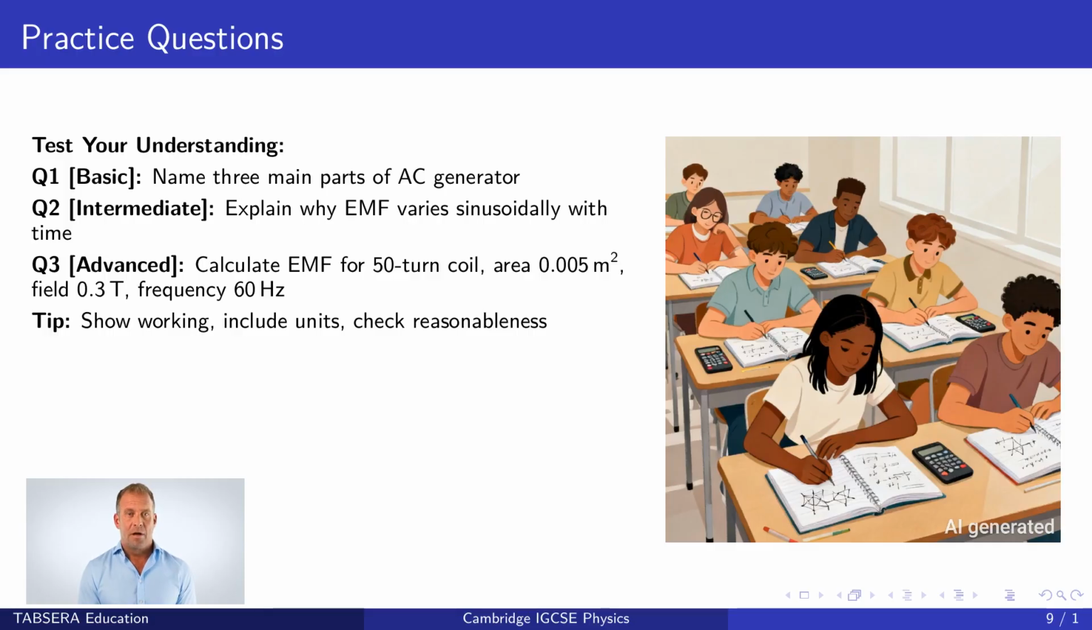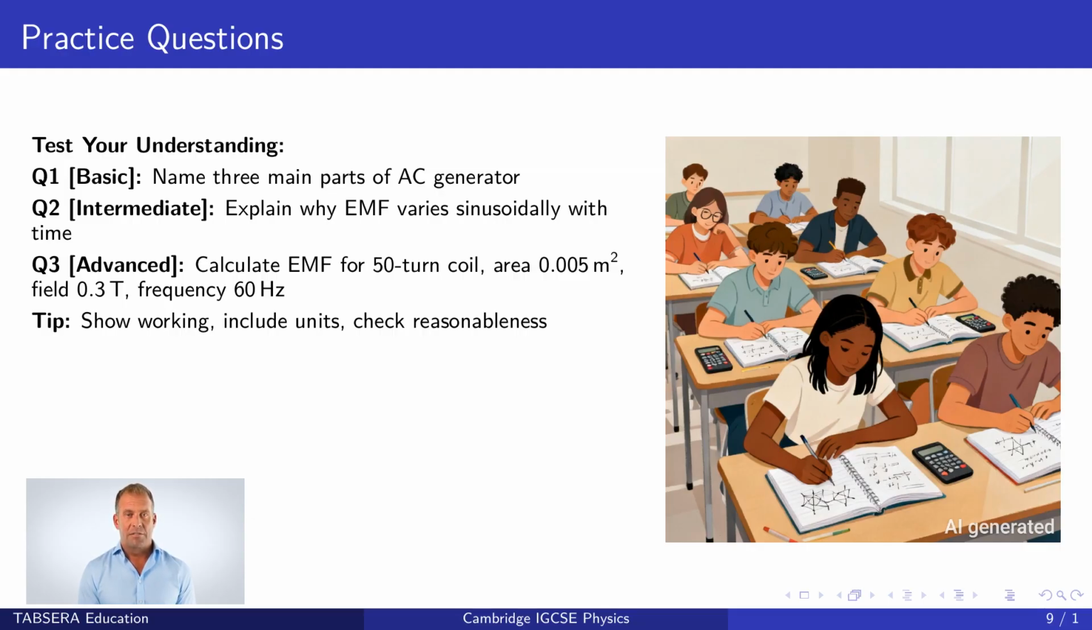Now practice what you've learned with these 3 questions. Question 1 is basic level. It asks, name 3 main parts of an AC generator. Think about the essential components we discussed. Question 2 is intermediate. It states, explain why EMF varies sinusoidally with time. This requires you to apply electromagnetic induction concepts.